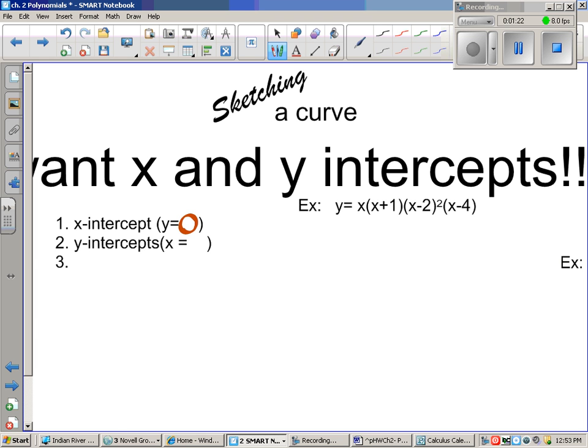And so no different here. I'm going to do this example along with these steps so you can see what I'm talking about. I'm going to put 0 in for y, and then I'm going to solve. Since this is already factored for me, almost all the work is done already, believe it or not.